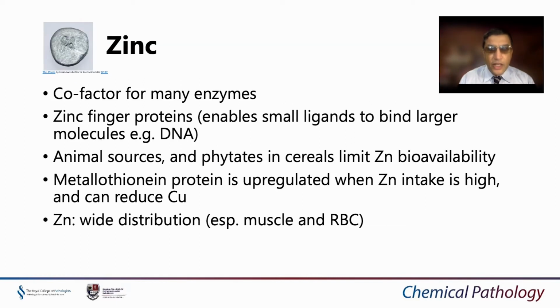Zinc. Zinc is a cofactor for many enzymes. The zinc finger proteins enable small ligands to bind larger molecules, for example, DNA. Animal sources are a ready source of zinc, and phytates in cereal bind zinc and limit its bioavailability. Metallothionein protein is upregulated when zinc intake is very high, and consequently this can reduce copper absorption. Zinc's wide distribution, in particular in muscle and red blood cells, causes deficiency to be uncommon.